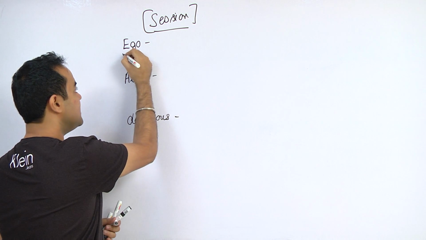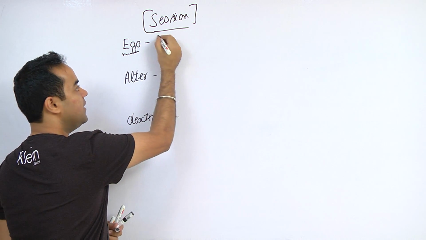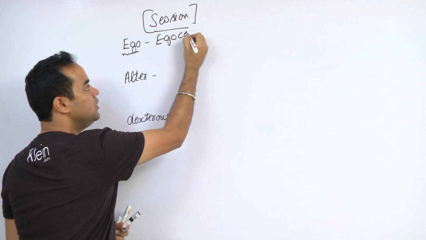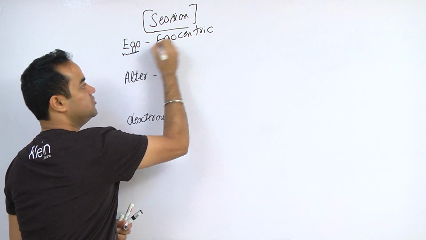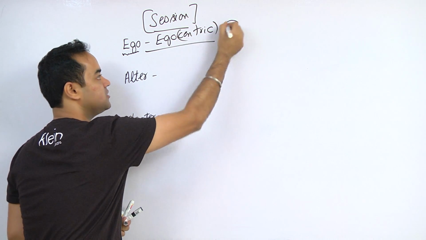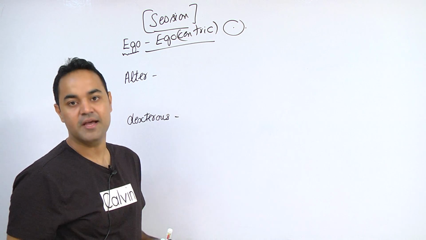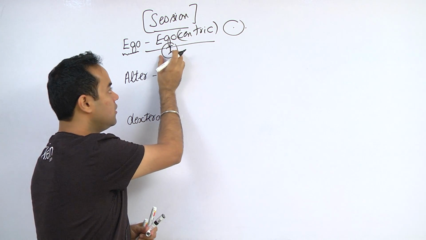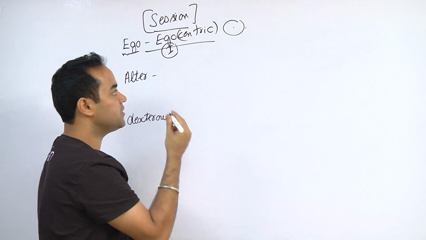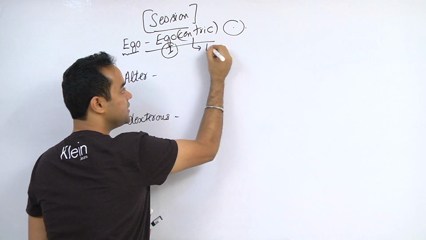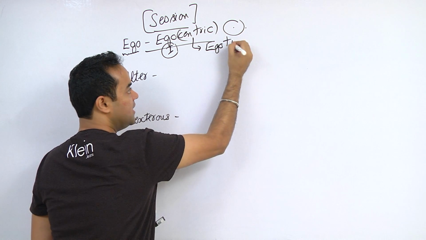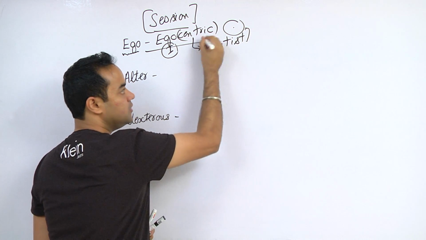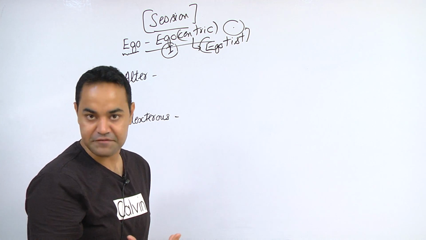Now we're going to the next level where we are playing around with ego, and the first word of the day is egocentric. Centrum or center means the point, the central point. Any person who keeps ego or I in the center is called egocentric. Or you can also say this word is same or synonym to egotist, which means self-centered.